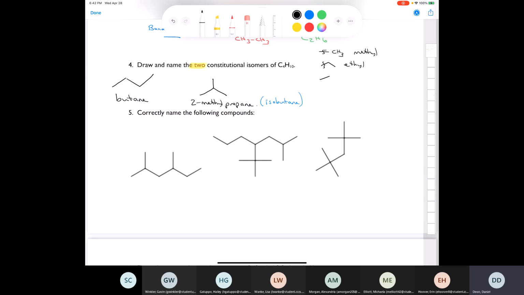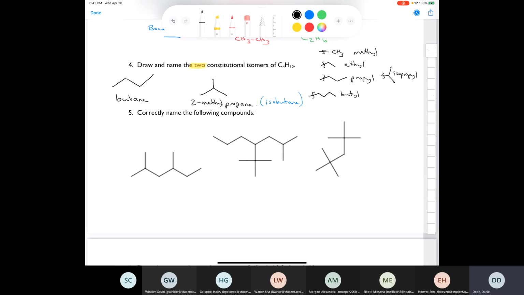If you have CH2, CH2, CH3 like that, this is a propyl group. If you have CH with 2 CH3s attached to it, this is an isopropyl group. You need to know what a butyl is. So if we have 1, 2, 3, 4, this is a butyl group.